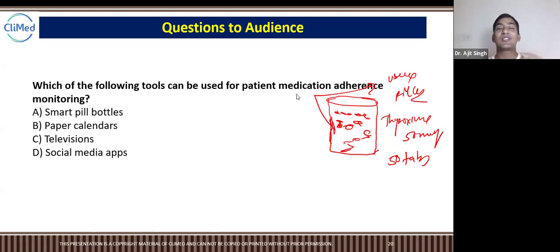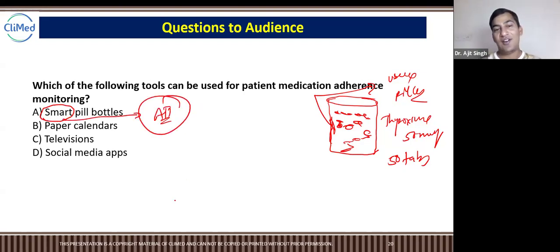But why I took this question is I wanted to ask and understand from you, what is a smart pill bottle? See, everything which comes with smartness is not AI. Everything which comes with smartphone, it is not AI. Okay. Or it will not remind you everything. Understand, it will not remind you everything.